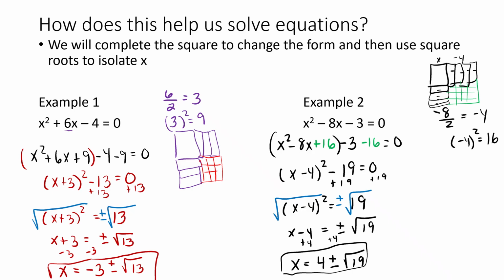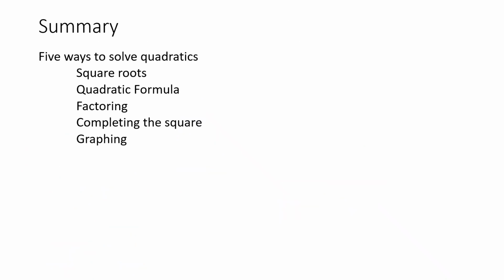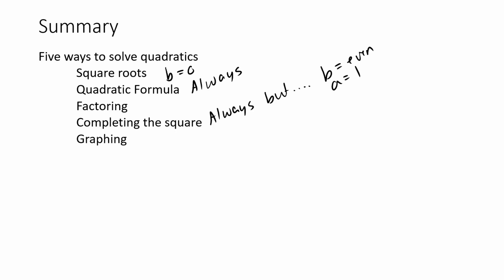Okay, so let's summarize what we've got going on here. There are 5 ways to solve quadratics. You've got your square roots, and that only works if b is equal to 0. You can use the quadratic formula, which always works, and factoring, which sometimes works, if it is factorable. Completing the square always works, but you want b to be even and a to be 1. And then graphing, you can always graph your quadratic and look for the x-intercepts, and that works some of the time. It doesn't help if the answers aren't real, but we haven't really talked about that yet.